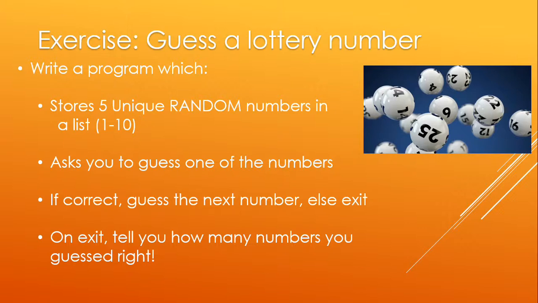Once you have populated your list with your 5 random numbers, you'll then ask the person to guess any one of those 5 numbers. If they get it right, then you say, okay, guess again, until such time as the person gets it wrong. And then when they get it wrong, the program exits, and you then tell them how many they got right in a row. So try that for a few minutes, give it a go, pause the video, and once you're done you can come back and see how we solved it.